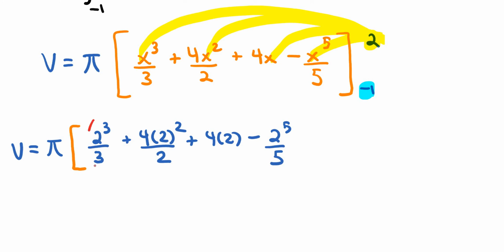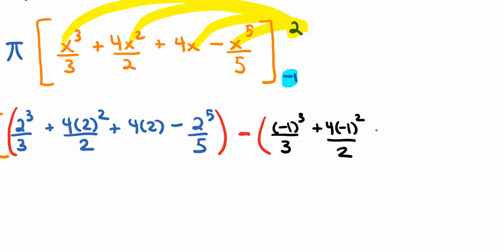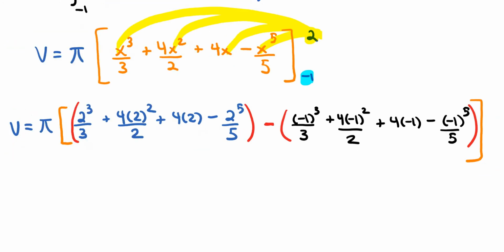Okay, so do take a little bit of time to actually compute all of that, and then I'm going to take all that and subtract another bracket here, this time with a -1. So -1 to the power of 3 divided by 3 plus 4 times -1. I always put my negative signs in brackets when I'm inserting. And then plus 4 times -1 minus -1 to the power of 5 divided by 5. And then I can close that bracket, and then I can also close another bigger bracket there.